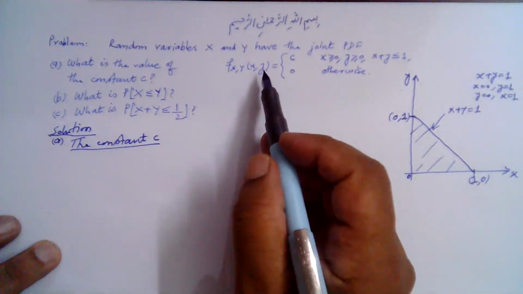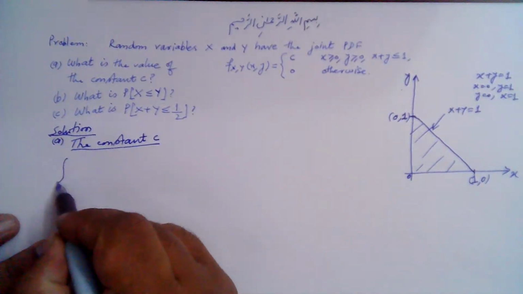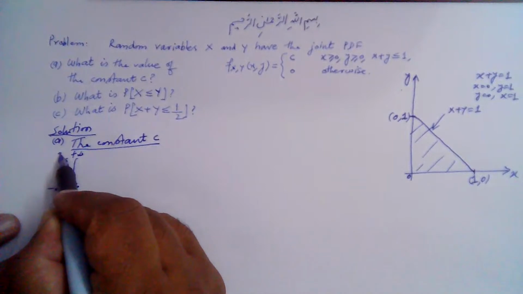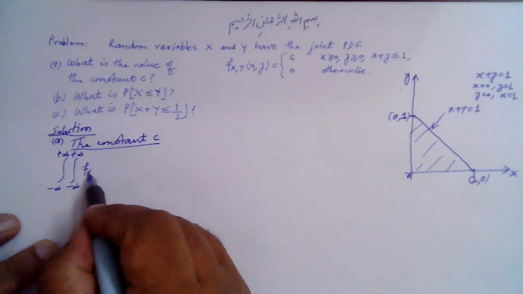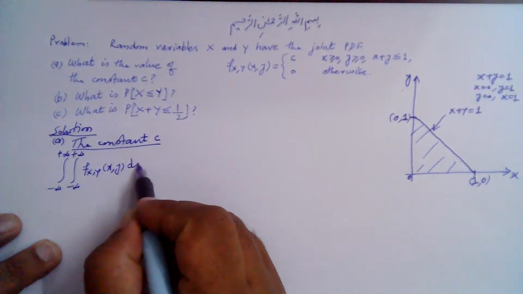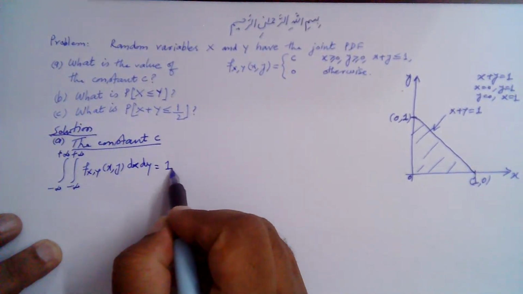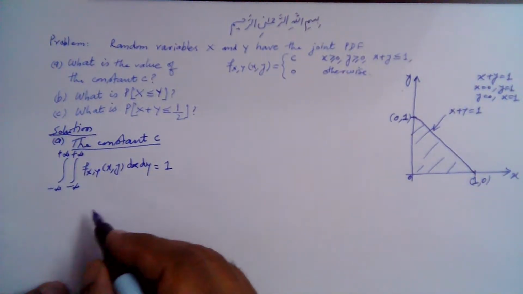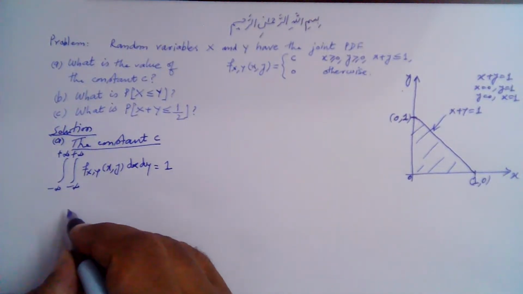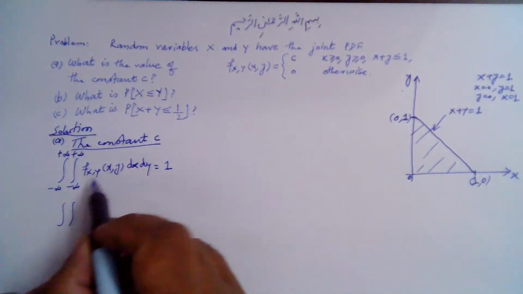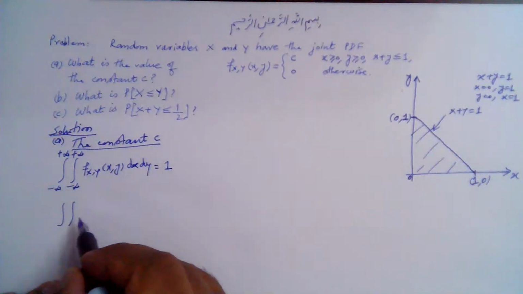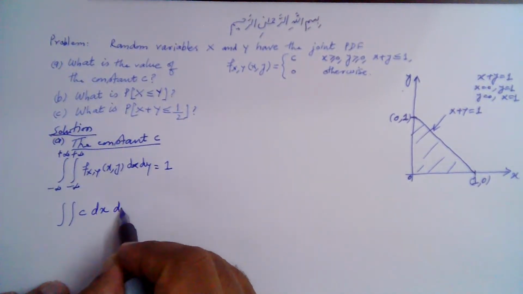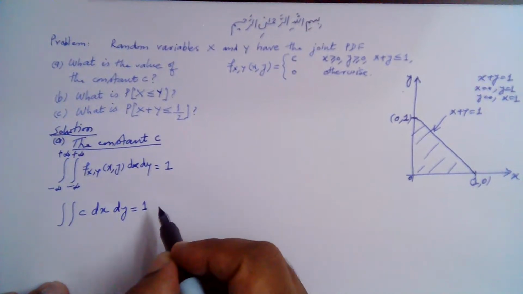So for this to be a valid joint density function, the double integral from minus infinity to plus infinity of f(x,y) dx dy should be equal to 1, right? So let us evaluate this integral, and then we can find out the value of c this way. So the joint density function is c here, right? And we are integrating in this order, dx and dy, and it should come out to be 1. All right.